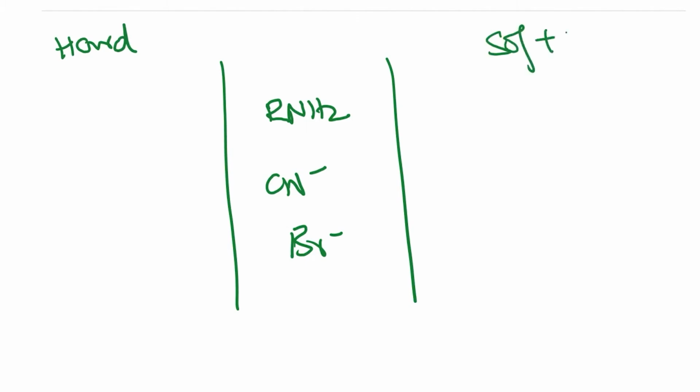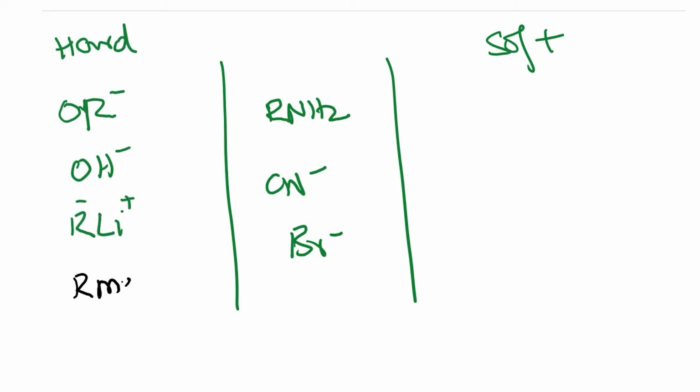The soft ones are here. So the hard ones are OR minus, OH minus, R Li, so there's a minus and a plus, and then R Mg Br. These are the kind of nucleophiles that you're going to be interacting with in this course. Whereas the soft ones are, and you also have Cl minus, fluoride, F minus, and so on.